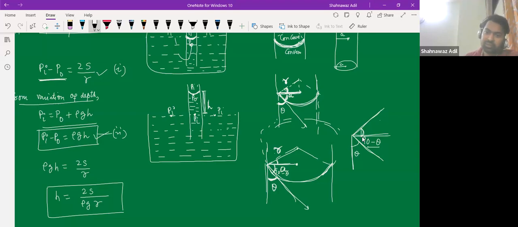90 minus 2 theta. Okay, so let's say this is x, this is y. x plus y is how much? 90, because these are 90, right? And x we need to find out. We know that y is 90 minus theta. So if I take this to the other side, 90 minus 90 plus theta, so this would be theta. Clear? Yes, sir.